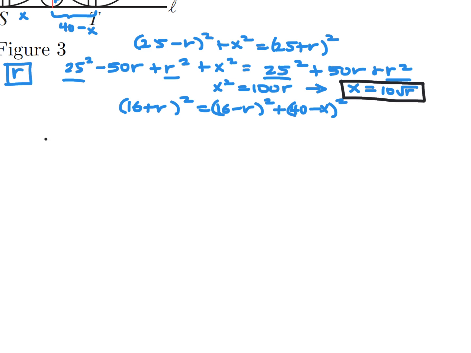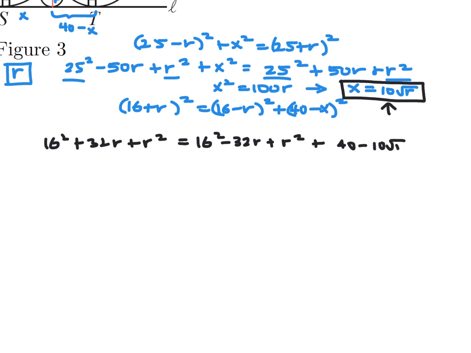So that's very helpful, I think. X is equal to 10 root r. So let's expand this guy. So 16 squared plus 32r plus r squared. 16 squared minus 32r plus r squared. And then this one, I'm going to substitute this guy in. So it's going to be 40 minus 10 root r all squared. Okay, so this cancels with that. That cancels with that. This becomes 64r. Let me just see if I did this correctly. Yeah. And then this is 40 minus 10 root r all squared.